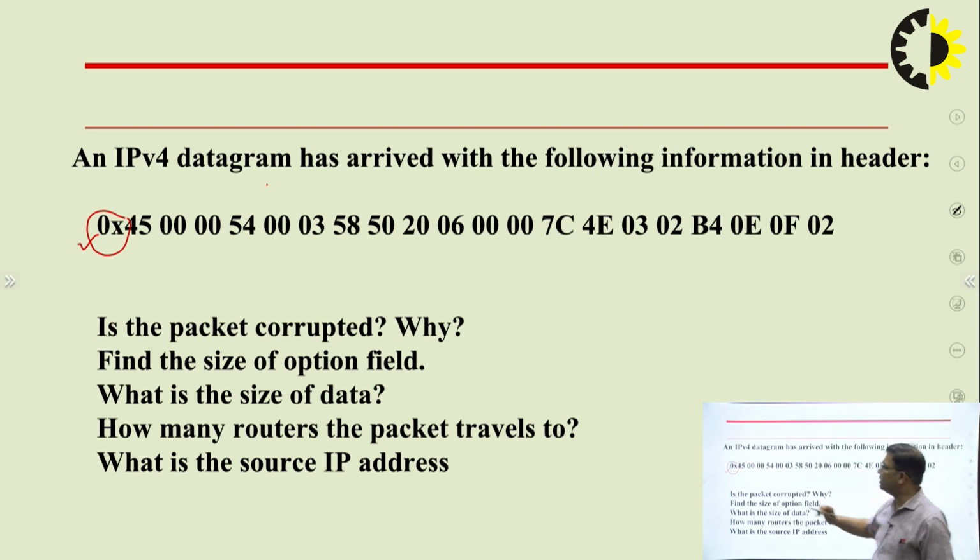What is the version? The version here is 4, so it is an IPv4 datagram. HLN is 5. So what is the size of the header? 5 multiplied by 4 is 20. The HLN is 20 bytes, because this string is related to IPv4 and the header is a minimum of 20 bytes. So this is not a corrupted frame. This is the correct frame.